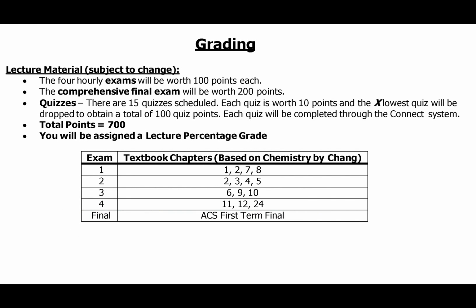Moving on to grading, which is always the favorite subject. We have our lecture material, which is going to be 4 hourly exams, each at 100 points, and then a comprehensive final at the end of the semester, which is 200 points. That gives us a total of about 600 lecture points, and we are scheduled for 15 quizzes. Now, each quiz is worth 10 points, and if we get more quizzes in, we'll be able to drop more quizzes. As of right now, we'll be dropping 5 quizzes, which would give us 100 points in quizzes.